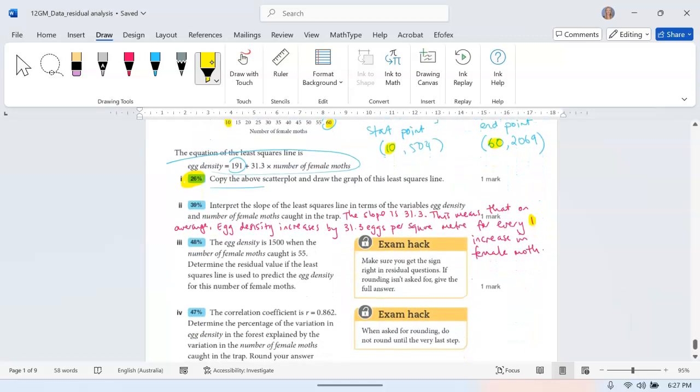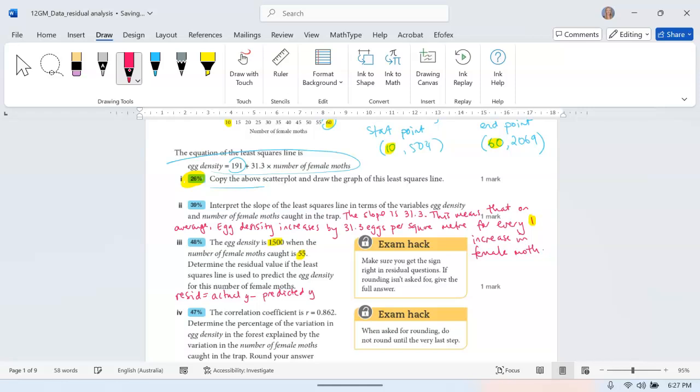All right, the egg density is 1500 when the number of female moths caught is 55. So it's telling you a point on the graph. Determine the residual value if the least squares line is used to predict the egg density. All right, so your residual, remember, is your actual y minus your predicted y.